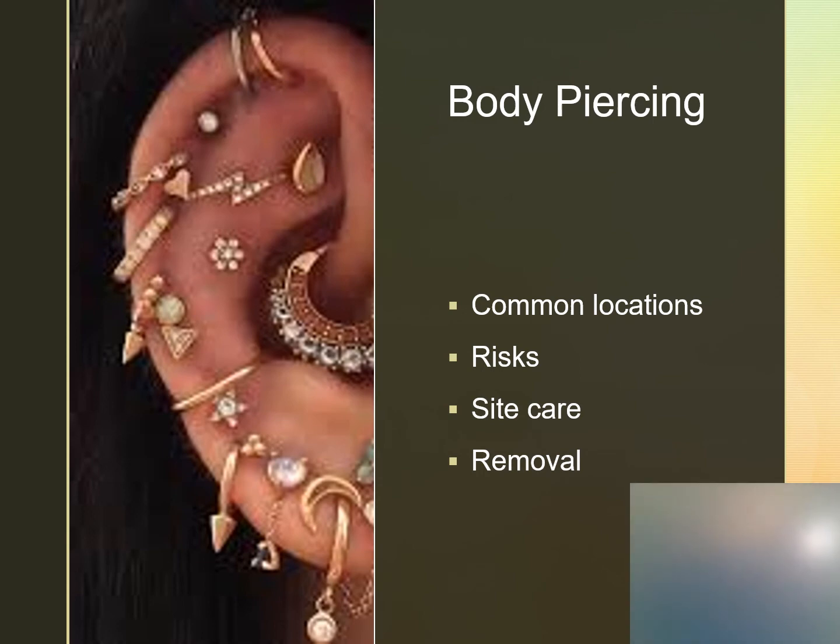Body piercing is the insertion of a piece of metal into a body part, with the lips, ear cartilage, cheeks, nose, tongue, eyebrows, navel, etc. being some of the more common locations.